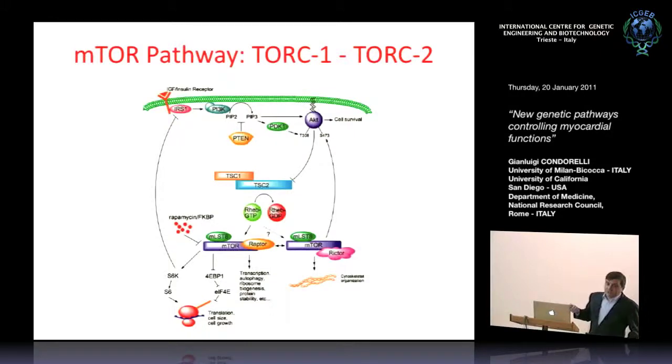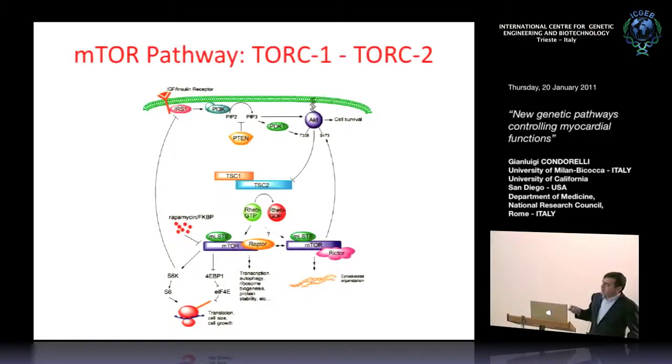So mTOR may exist in two forms, RICTOR and RAPTOR. The complex that binds RAPTOR is the one which we will focus on mostly, and this is an important regulator of protein synthesis in particular, through the phosphorylation of both S6 kinase and 4E-BP1. These two are key proteins regulating protein translation. In particular 4E-BP1, because there are at least three 4E-BPs, is an inhibitor of the initiation of translation, while the other one regulates the phosphorylation of S6, which is a ribosomal protein, and this passage regulates the velocity of translation. So this is a sort of critical step, the initiation step. This is instead a rate step.